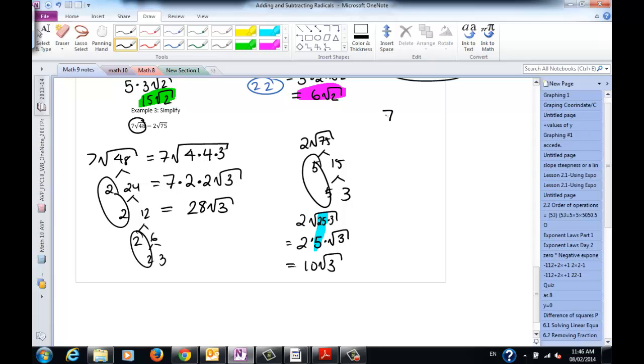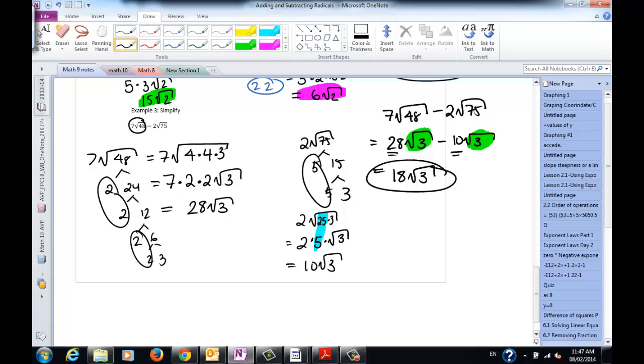All right, my original question was 7 root 48 minus 2 root 75. The 7 root 48 we simplified to become 28 root 3. My 2 root 75 simplified to 10 square root of 3. Notice that they're both the square root of 3, so I can just count them, which means I've got 28 there, and I'm taking away 10 of them, so I have 18 root 3s. And that is my answer. And we're done.